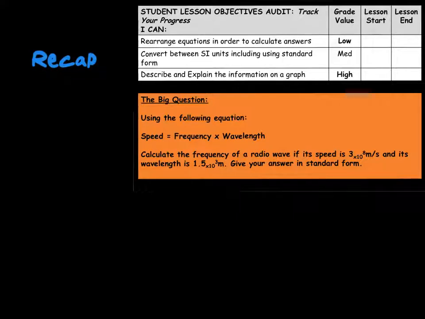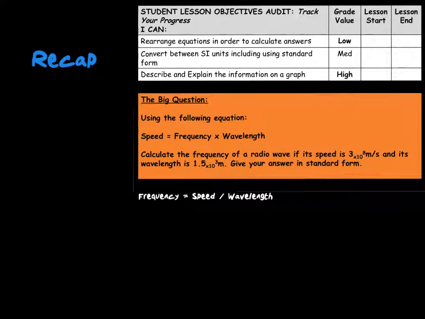So first of all, we need to rearrange this equation. In order to rearrange it, we need to make frequency the main topic. In order to do so, we need to move wavelength across. At the moment, it is being multiplied. The opposite of multiplication is division, so we will divide wavelength and bring it onto this side. So the equation we need is frequency equals speed divided by wavelength.